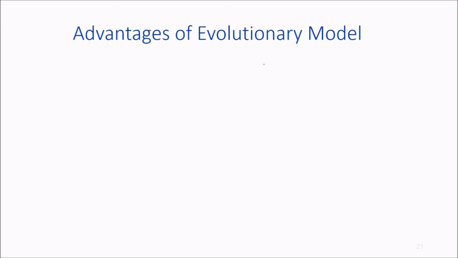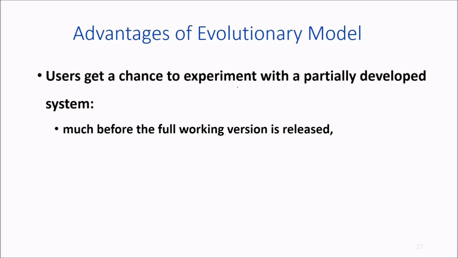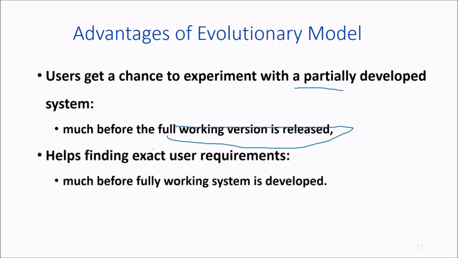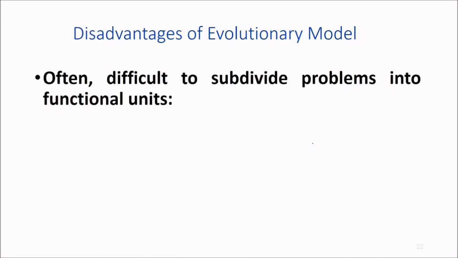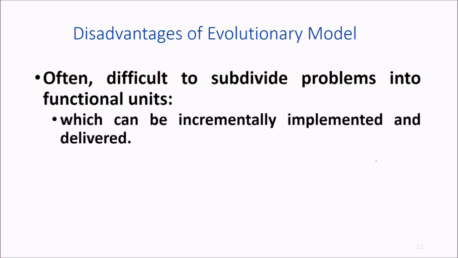What are the advantages of the evolutionary model? First, users get a chance to experiment with a partially developed system much before the working version is actually released. It also helps in finding out the user's exact requirements, again well before the working system is developed. These core modules are tested again and again, so this reduces the chances of errors in the final product. But the disadvantage is that it is often difficult to subdivide problems into functional units which can be incrementally implemented and delivered.